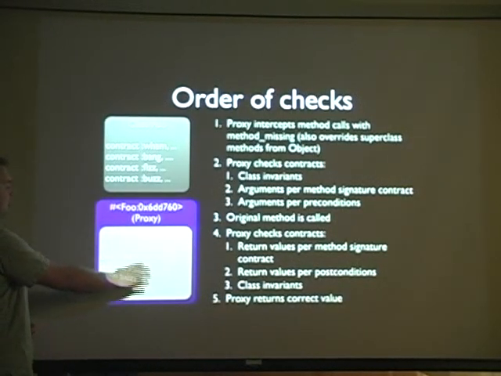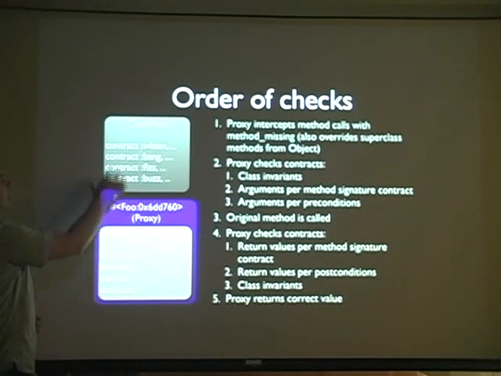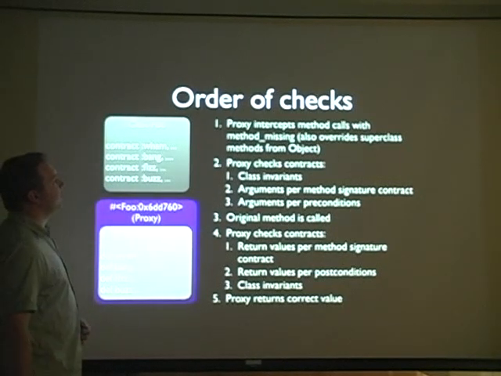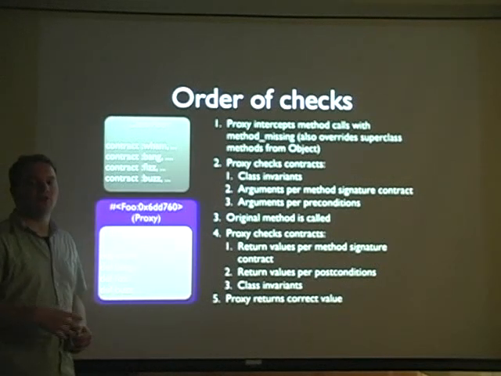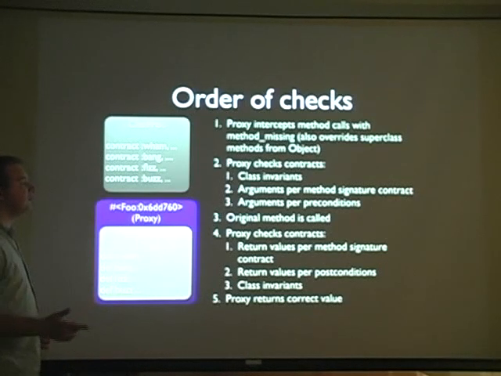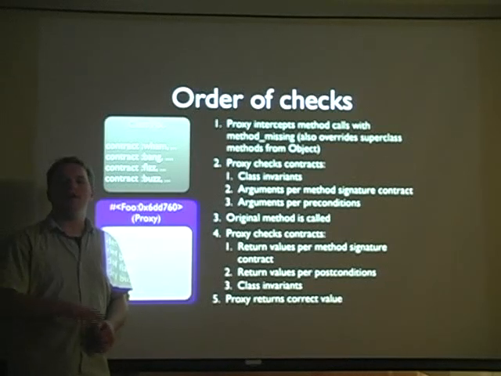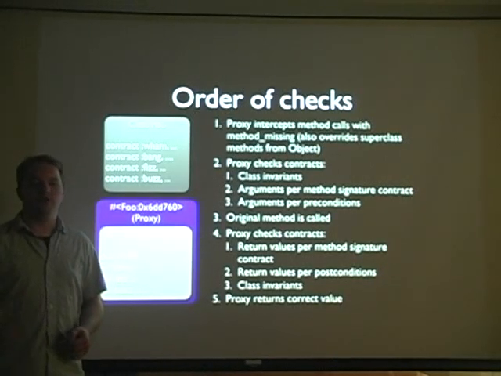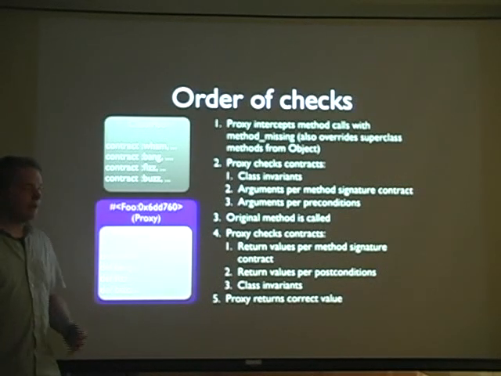So here's the structure illustrated a little bit. We have the original object in here. This is your class Foo, and it implements the following four methods. And then we have the proxy object that wraps around that, the instance specific here. And then the class itself, which defines these contracts. The proxy intercepts the method calls using method_missing, and it also overrides any superclass methods that it needs to, so that it becomes completely transparent. It then checks the invariants, the method signature, and the preconditions, calls the original method, and then checks that value against the return contract, so the postconditions and the return conditions from the signatures. Finally, the invariants again, and returns the correct value.